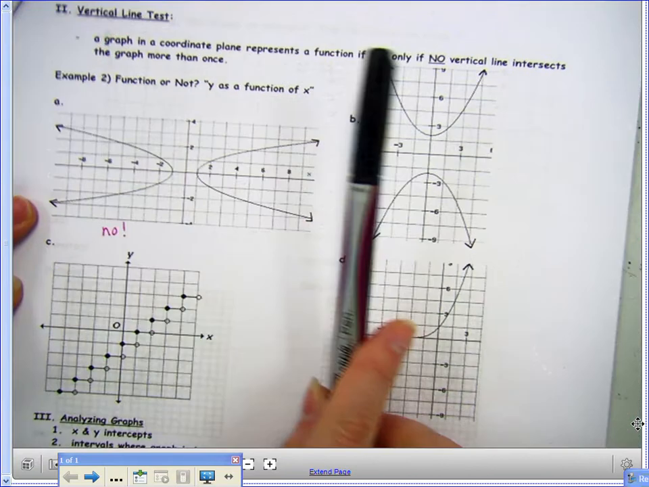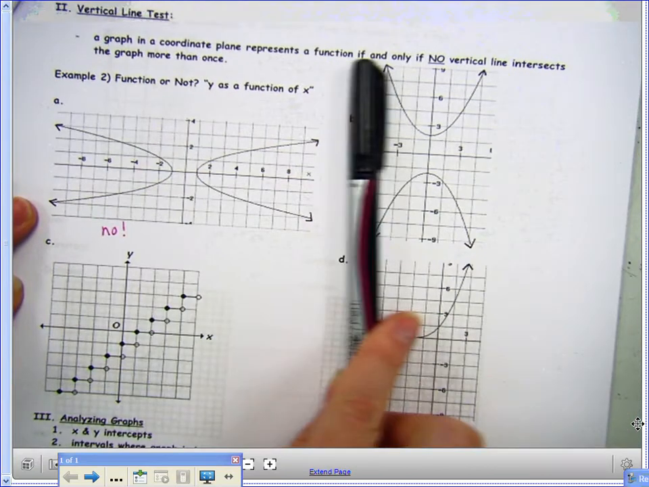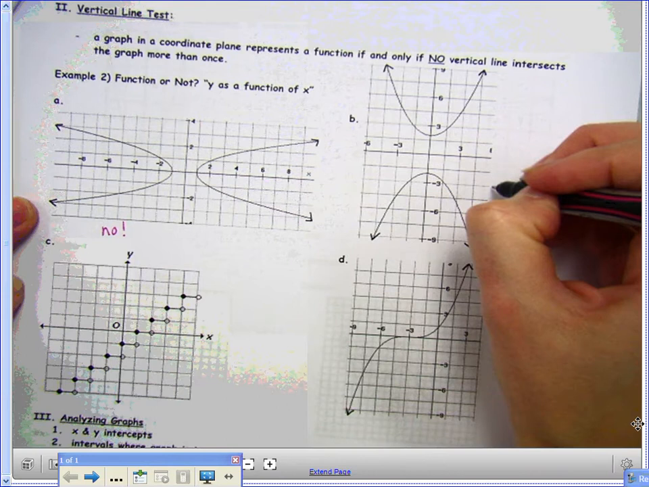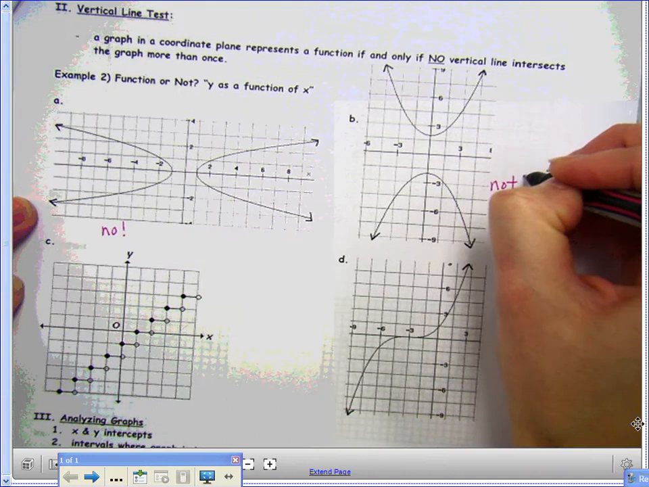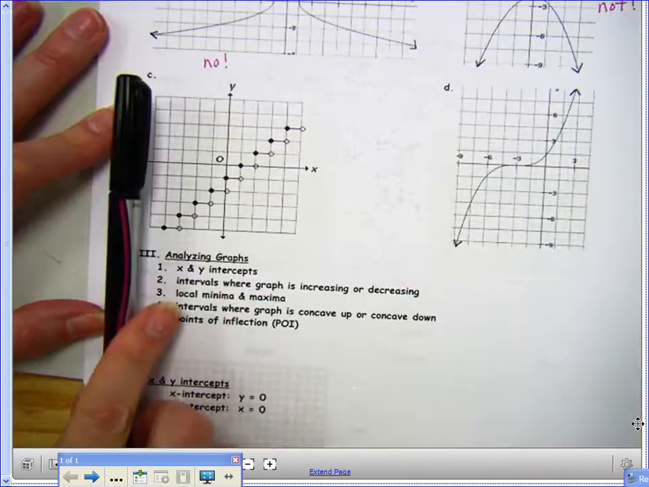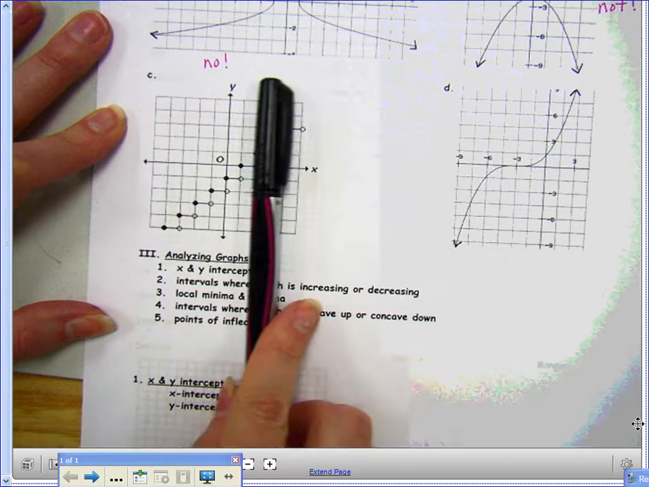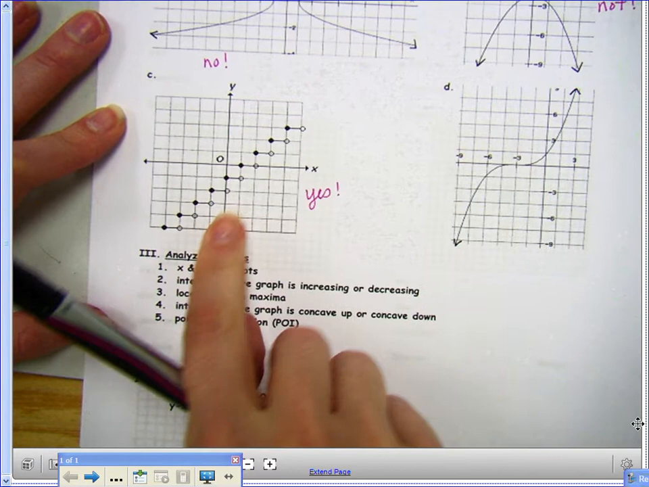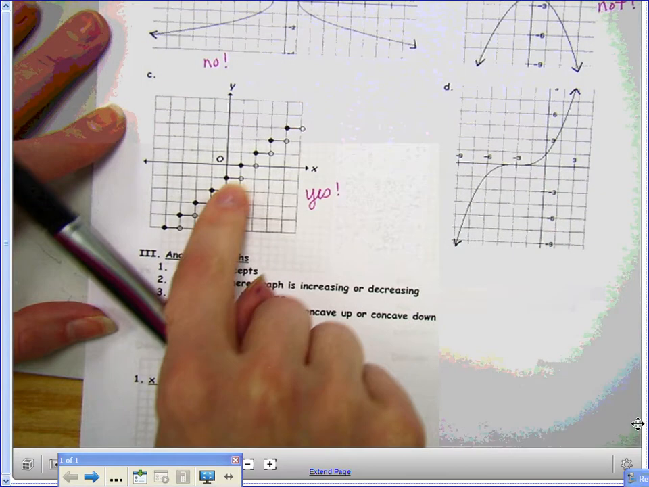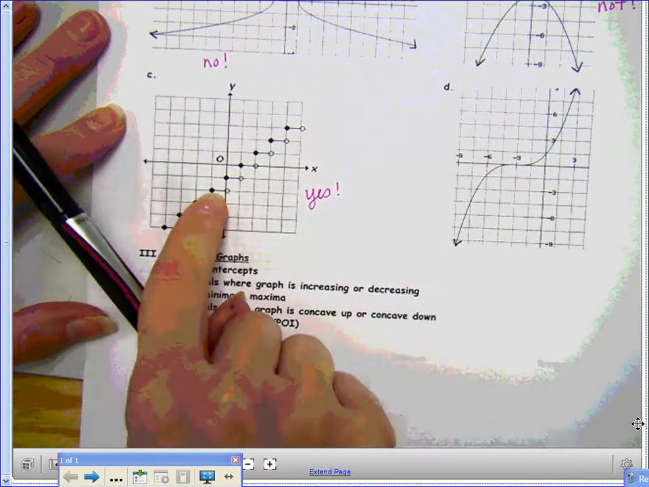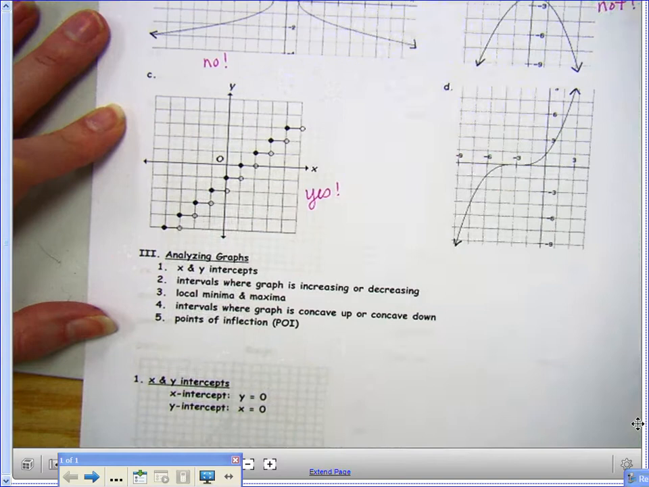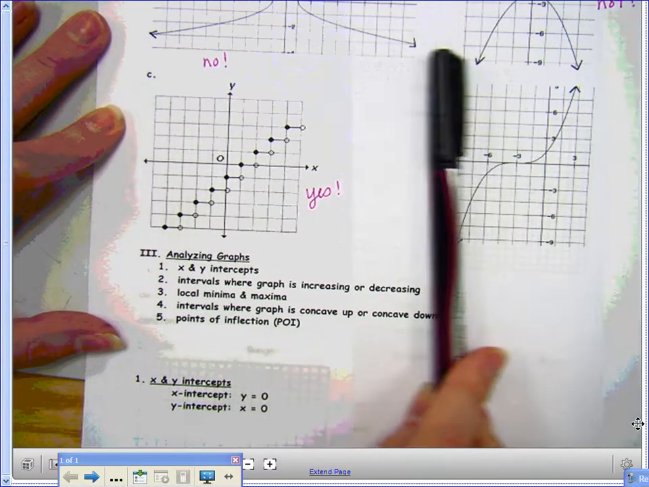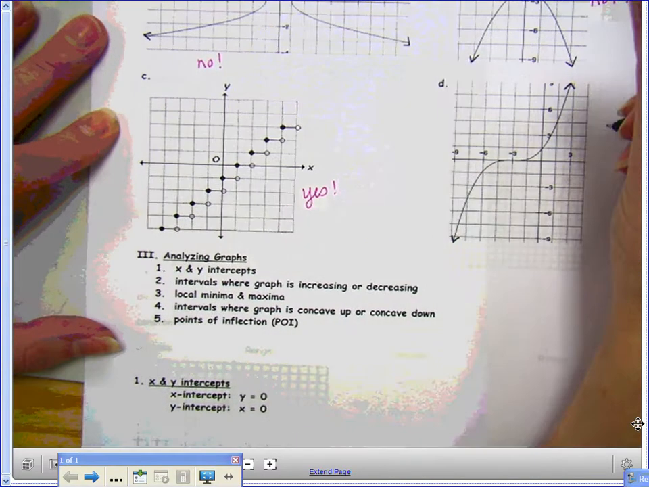What about B? Not a function. Again, does not pass the vertical line test. What about C? Yes, it would be. Because even though we have overlapping parts, there's an open circle here and a closed circle there, therefore it does pass the vertical line test. And what about D? Does this pass the vertical line test? Yes.